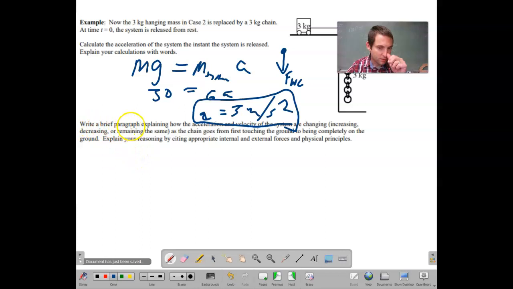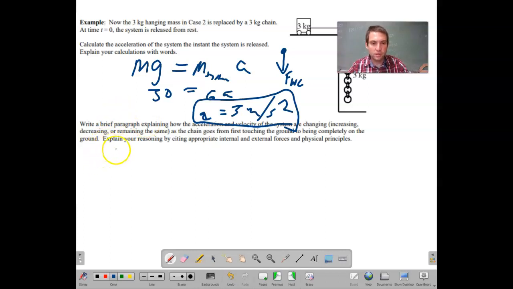Write a brief paragraph explaining how the acceleration and velocity of the system are changing, whether it's increasing, decreasing, or staying the same as the chain goes from first touching the ground to completely being on the ground. Explain your reasoning by citing appropriate internal and external forces and physical principles. All right.